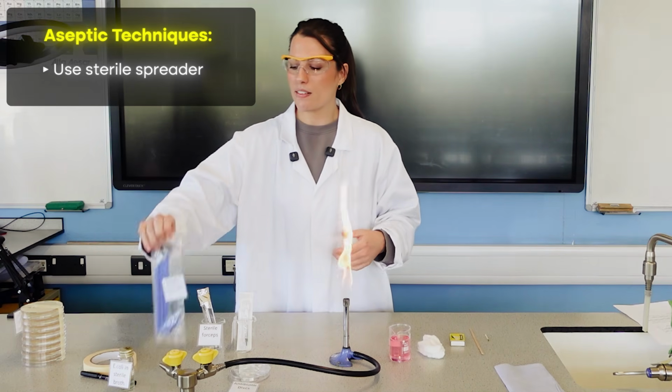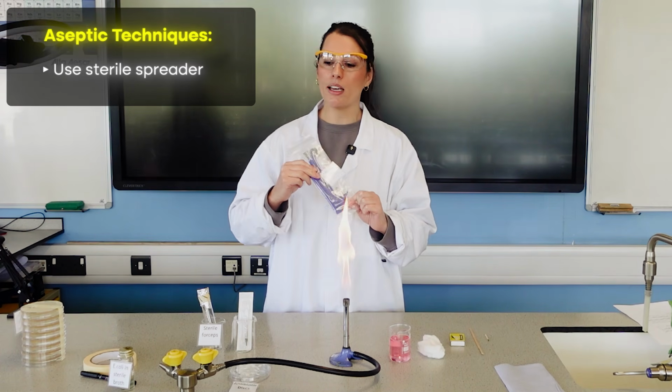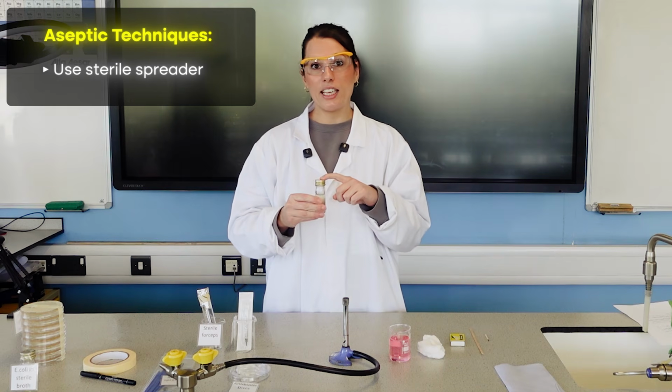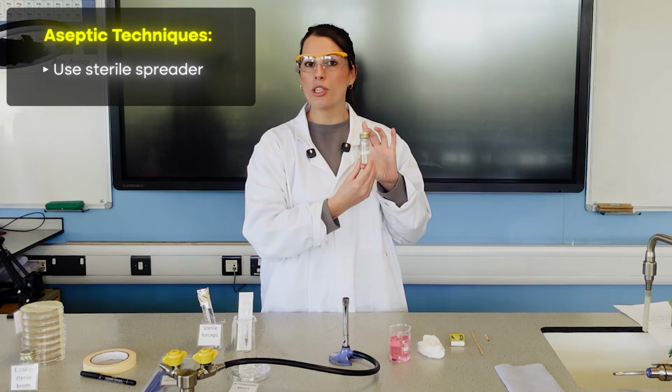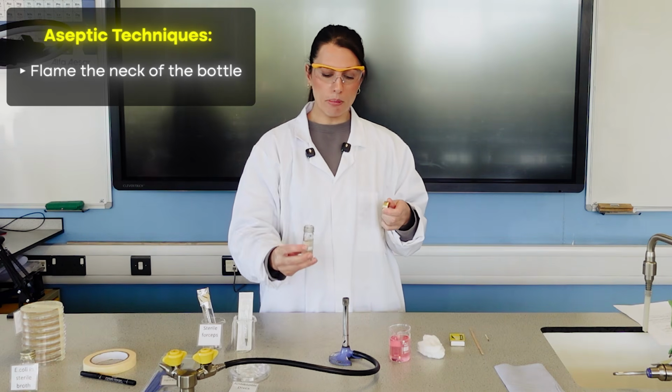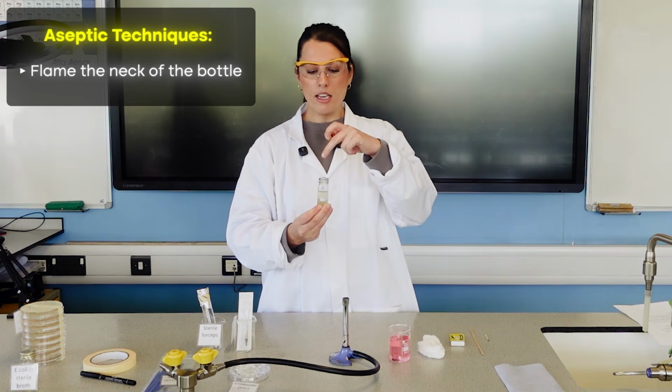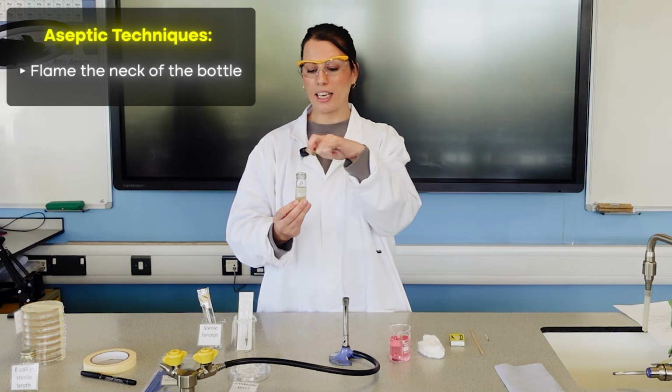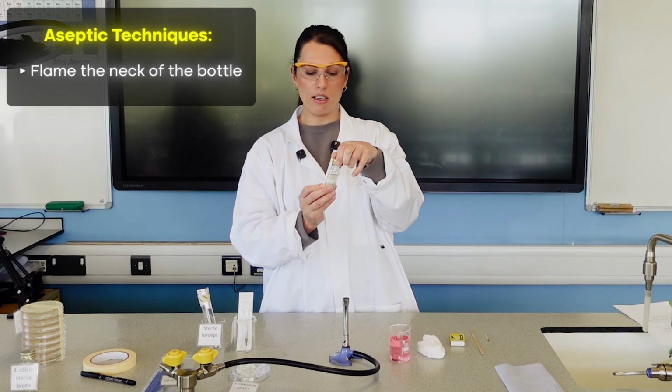But if you do have something that is plastic, then that can't go in the Bunsen burner because it would melt. One of the other key things for the aseptic technique is before you use your E. coli, you would need to flame the neck of the bottle through your Bunsen burner in the roaring flame so it's hot enough to kill any microbes that might have been on the top.